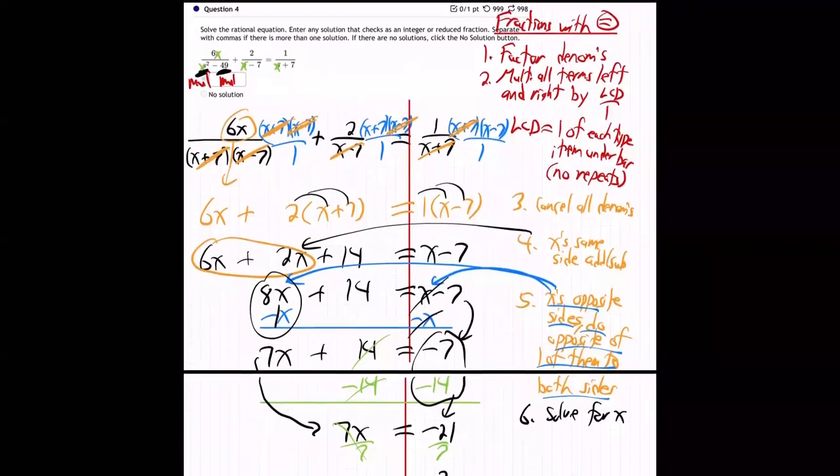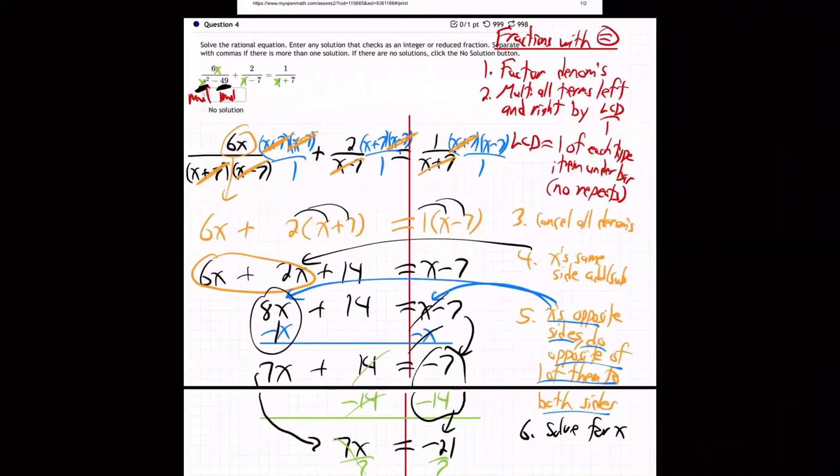So let's recap. There's a lot of steps there. What happened there? Well, from the beginning, step 1 was to factor the denominators. I had to factor that x squared minus 49 to be x plus 7, x minus 7. And then I had to multiply all the terms by the LCD over 1. LCD is one of each type of item that's under the bar, no repeats. So it was x plus 7, x minus 7 over 1, all 3 times. And then cancel your denominators, and we got to this.